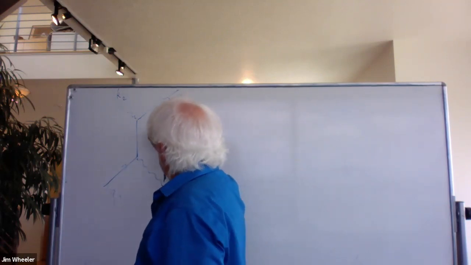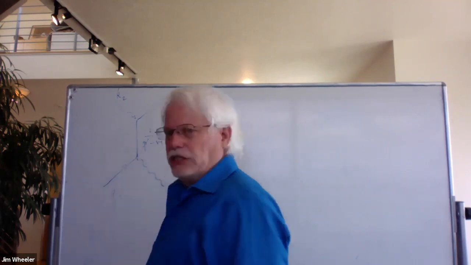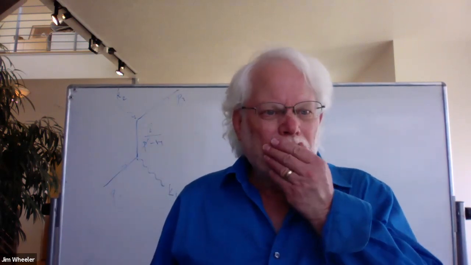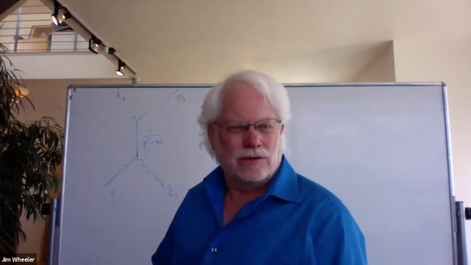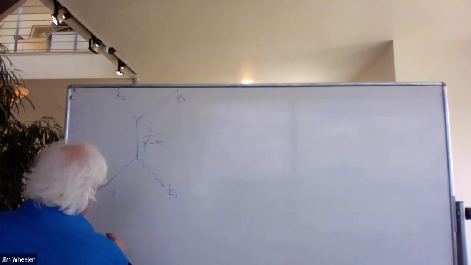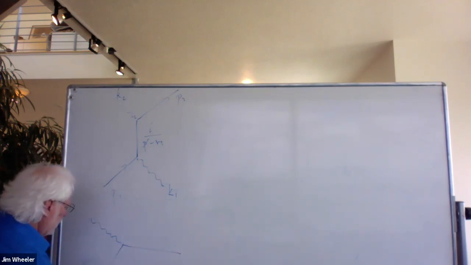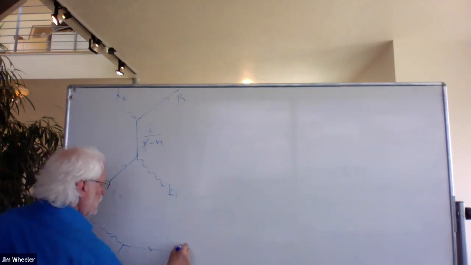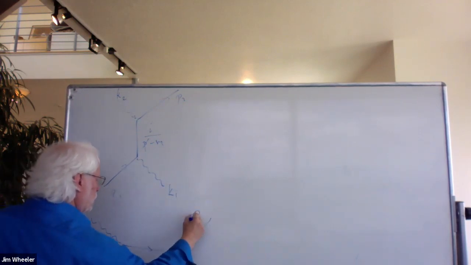And then this propagator is 1/(p-slash - m). The second diagram, we have a space-like channel. So the electron goes this way, and still P1, P2 here. Board check, by the way.